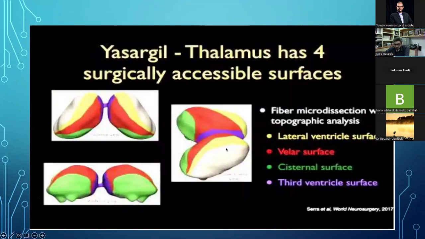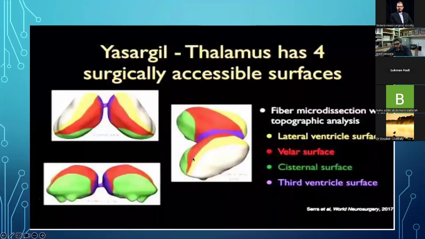And the purple one is the third ventricular surface, and the red colored one is the velar surface, and the yellow colored one is the lateral ventricular surface, and the green colored area is the cisternal surface. If you remember, when I showed you the cisterna magna, this part of the thalamus will be projecting into the cisterna ambiens, and this is the cisternal surface here.